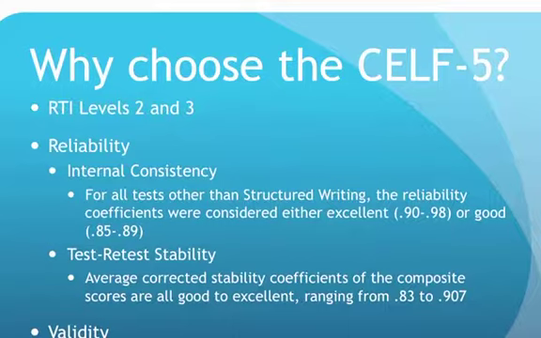Relationships with other variables is how a test relates to other tests that are designed to measure the same or similar constructs. The CELF-5 has a high correlation with the CELF-4, and there is a moderate to high correlation between the CELF-5 and the PPVT-4 and the EVT-2 test scores. So that shows that it is valid based on relationships with other variables.